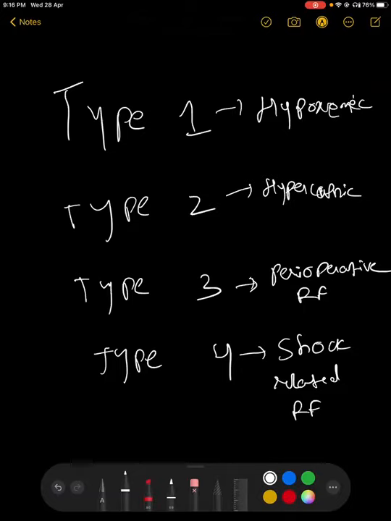So why does type 3 get a specific mention? Even though it has manifestations, ABG findings, and management similar to type 1, that is, hypoxemic respiratory failure, we have a separate classification because there are a few peculiar features in these patients. What are the causes? In the post-operative period, especially after abdominal surgeries, you may get it, especially when the incision involves the upper part of the abdomen.